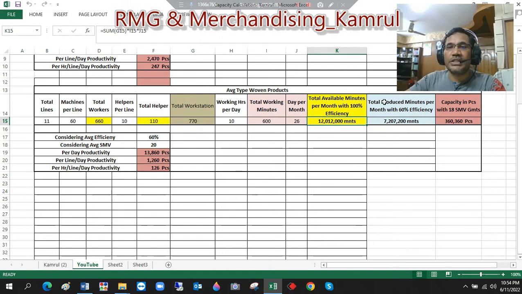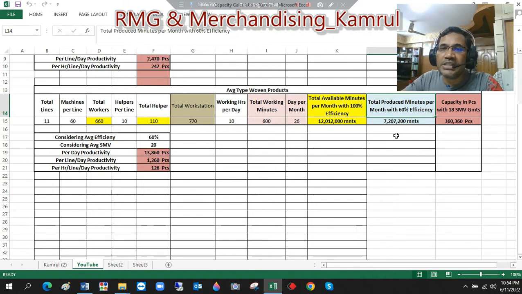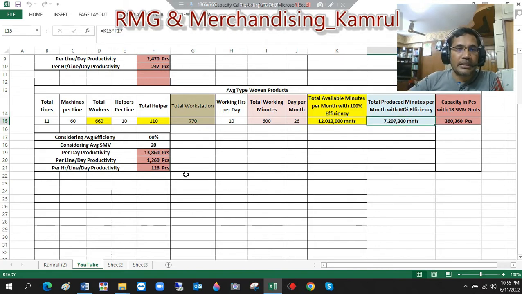The same way, if we consider 60% efficiency, how many minutes are there? Here it is 7 lakh 20,000 minutes. Considering average efficiency 60% and the average SMV, for oven products the SMV is actually more. So if the average SMV of that particular factory is 20, just divide the produce minute by 20 and we will get the piece productivity.